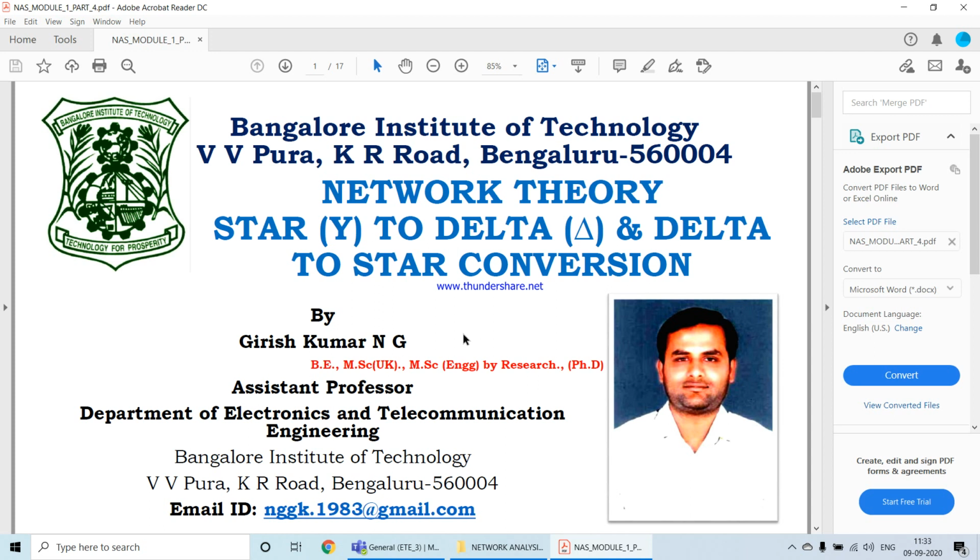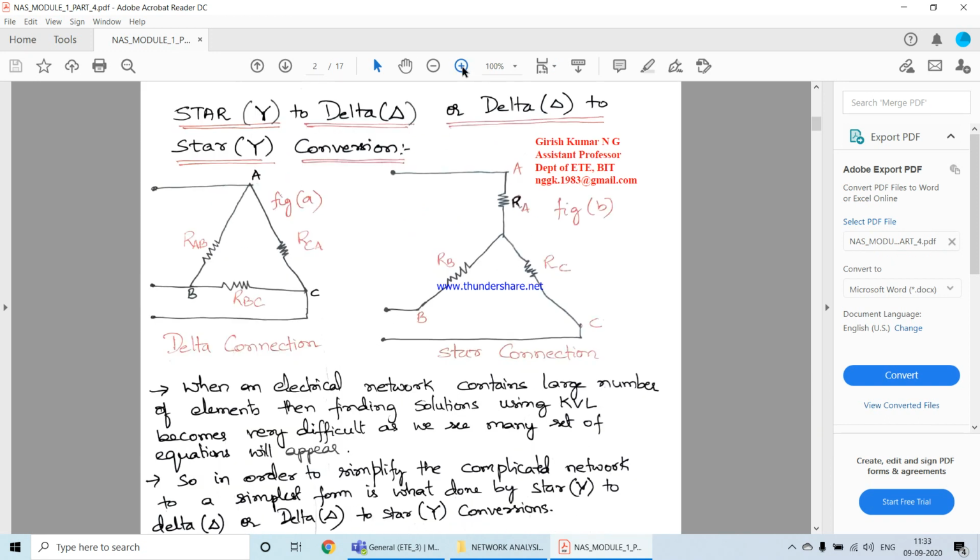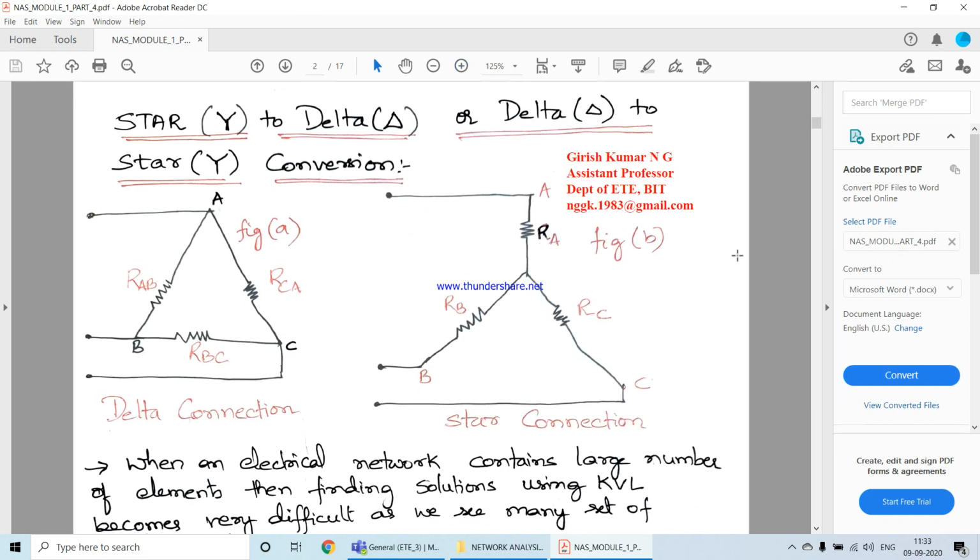So in star to delta or delta to star conversion, first we should know what the network looks like for delta and how the network looks like for star, and then we'll see for what reason we convert from star to delta or delta to star.